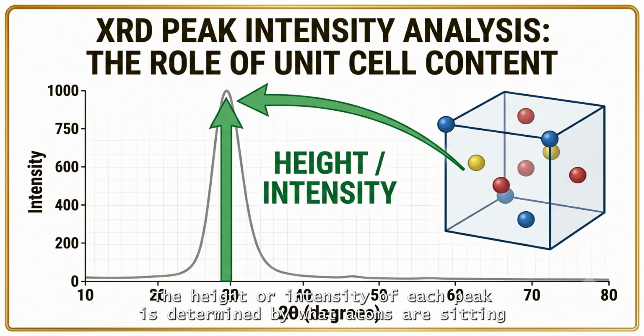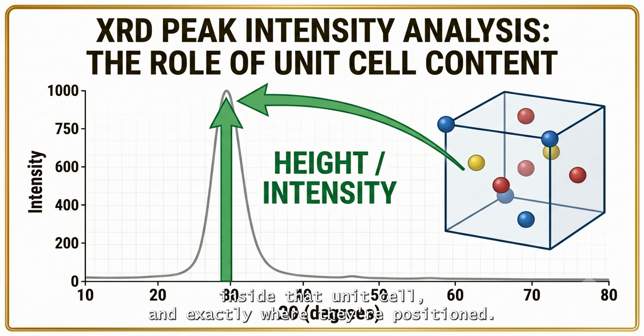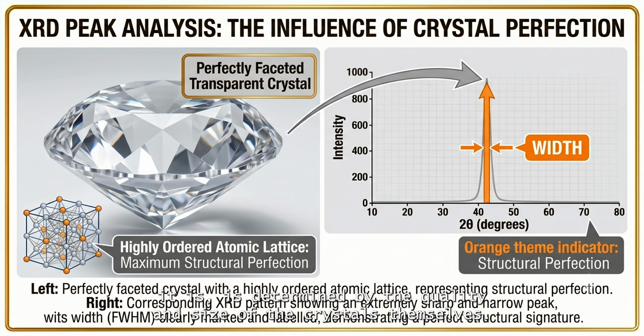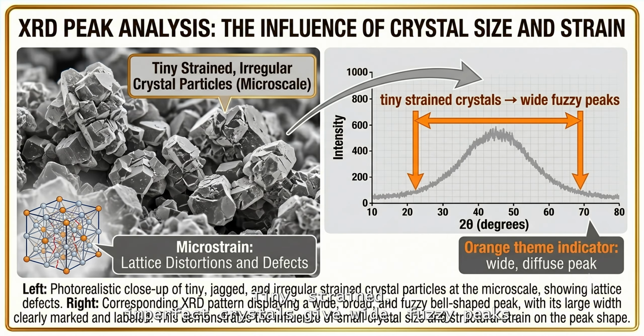The height, or intensity, of each peak is determined by what atoms are sitting inside that unit cell and exactly where they're positioned. Heavy atoms in certain spots make some peaks tall and others almost invisible. And the width of each peak, how sharp or blurry it is, is determined by the quality and size of the crystals themselves, plus the instrument you use to measure it. Big, perfect crystals give sharp, narrow peaks. Tiny, strained, imperfect crystals give wide, fuzzy peaks.